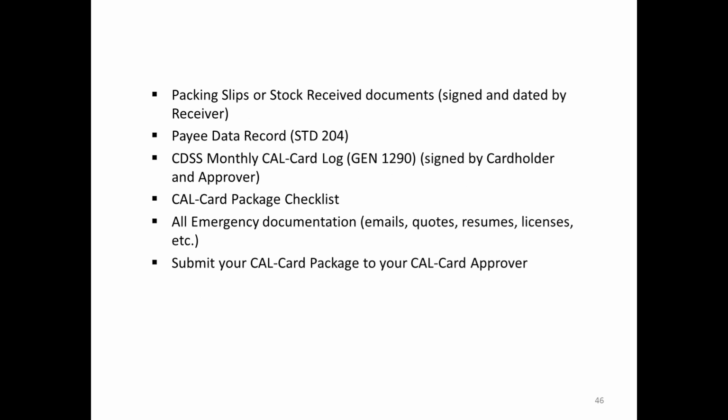With the packing slips and stock receipt documents signed and dated by the receiver, the standard 204, the CDSS monthly CalCard log, Gen 1290 signed by both the cardholder and the approver, and the CalCard package checklist. All emergency declaration documentation, including emails, quotes, resumes, licenses, etc. You will then submit your CalCard package to your approver for sign-off.